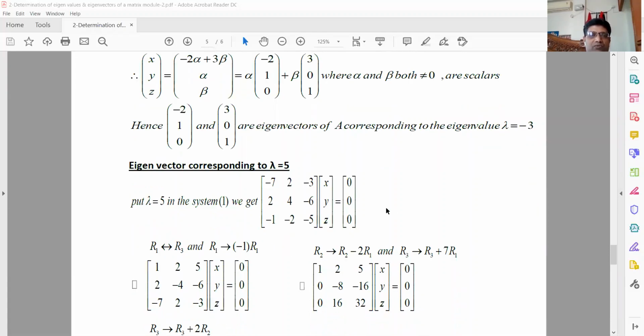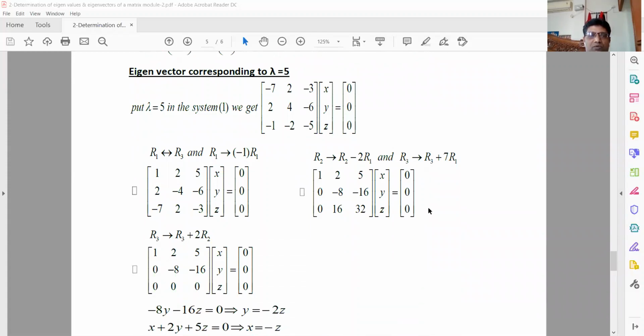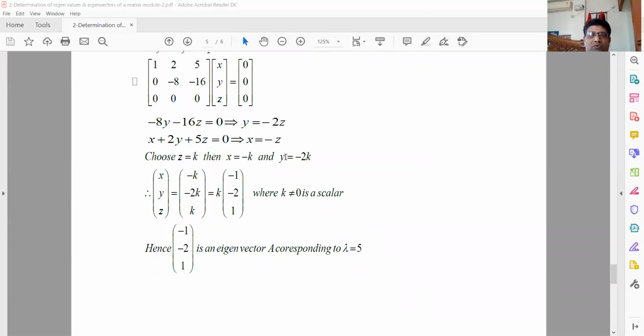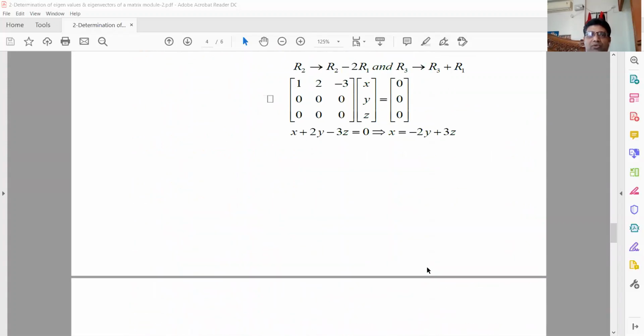The third one is a distinct one, lambda equals 5. It is exactly similar. Here the equation gives x equals minus z and y equals minus 2z. So choose z equals k, and you will get x equals minus k and y equals minus 2k. Therefore the third eigenvector, if you choose k is 1, is (minus 1, minus 2, 1). So this is the procedure you have to do whenever the eigenvalues are repeating.